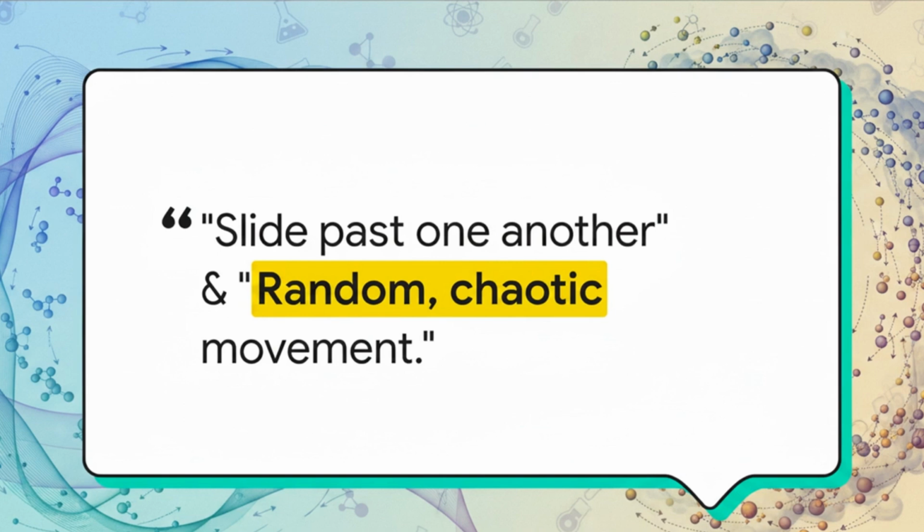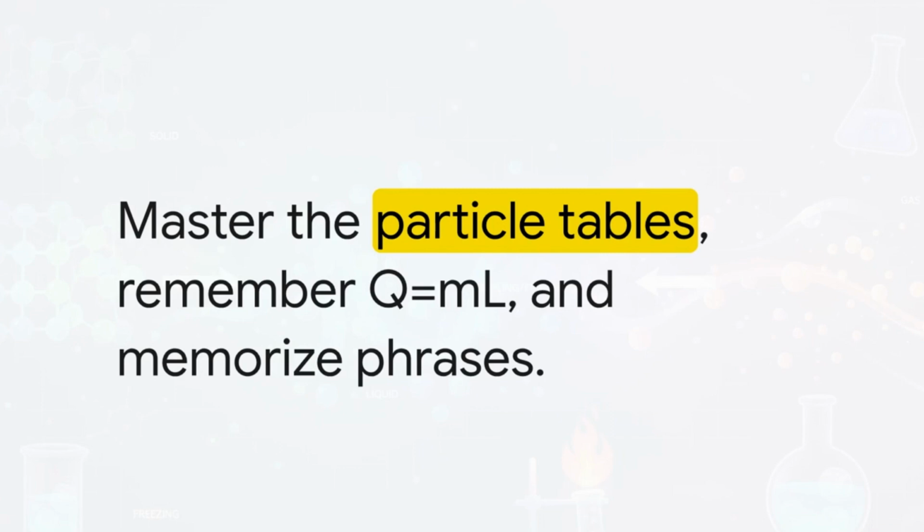When you're asked to describe the movement of particles in a liquid, please do not just say they move around. You must always use the phrase slide past one another. And when describing a gas, random chaotic movement is your magic phrase. Using this specific, precise terminology is exactly how you guarantee full marks and show the examiner you truly speak the language of science.